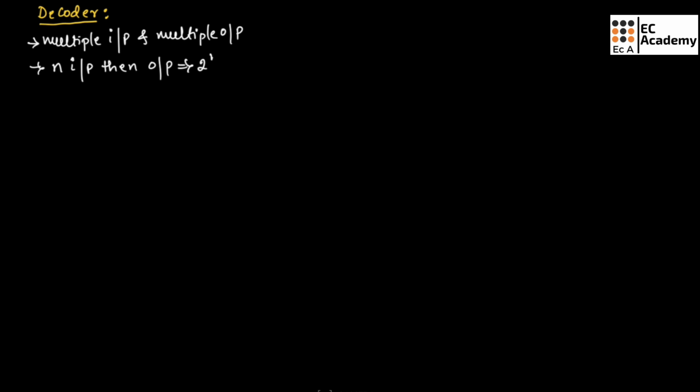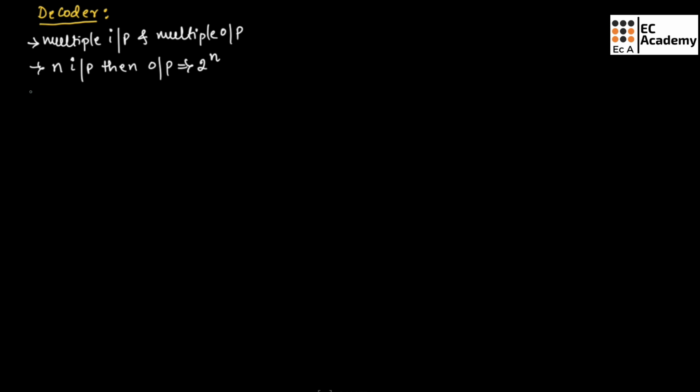In this lecture, let us understand about decoder. Decoder is the circuit which consists of multiple input and multiple output. So decoder consists of multiple input as well as multiple output. So if it consists of n inputs, then output will be 2 to the power of n.